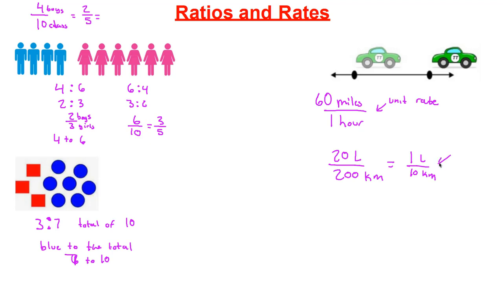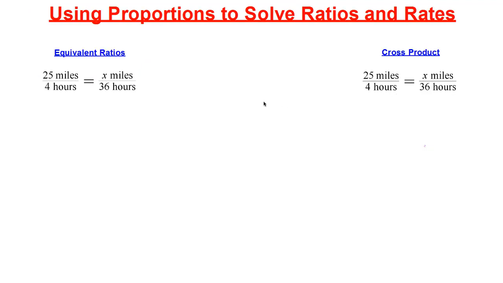All right, and this will also be my unit rate. So this is just the rate, but these two are unit rates. The reason why, because of this 1 unit here. Okay? All right, so let's talk about the different ways that we could solve these ratio and rate problems while using proportions. So the first thing to do is to set up an equivalent ratio.